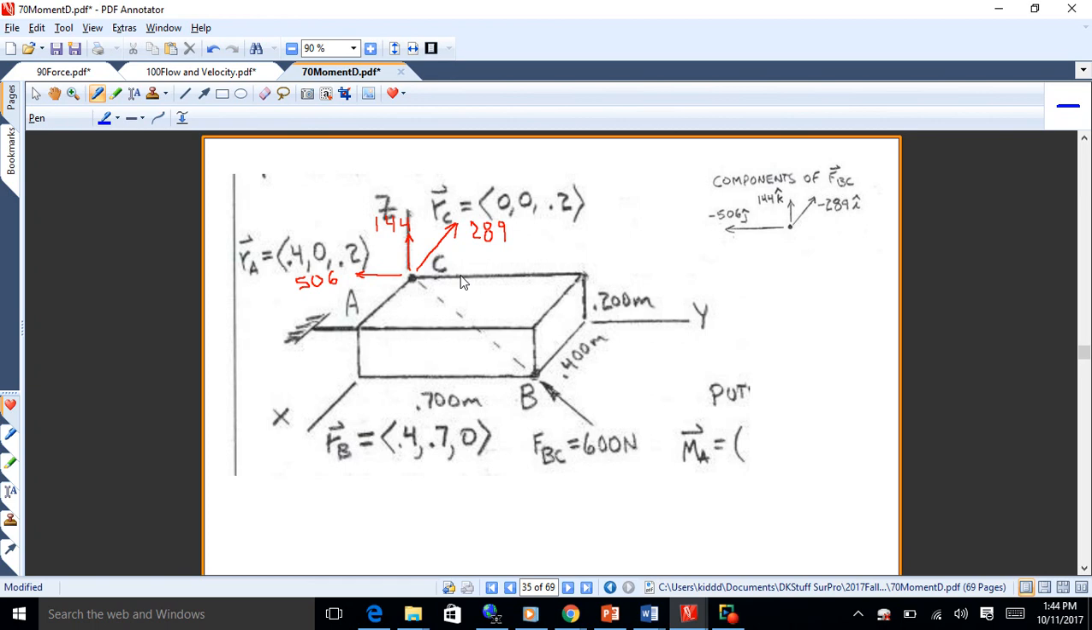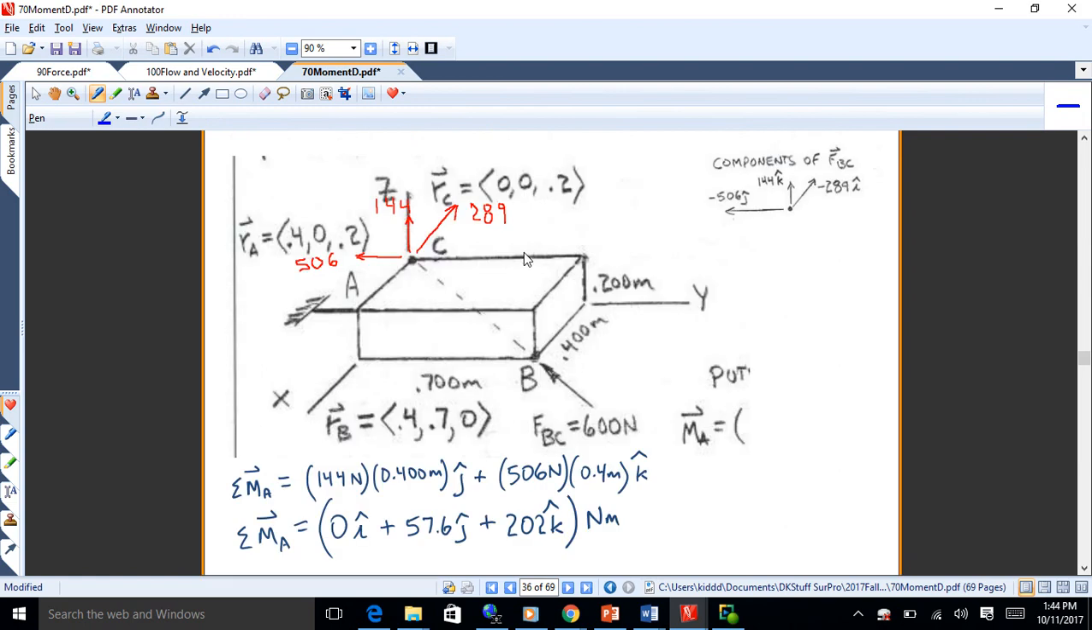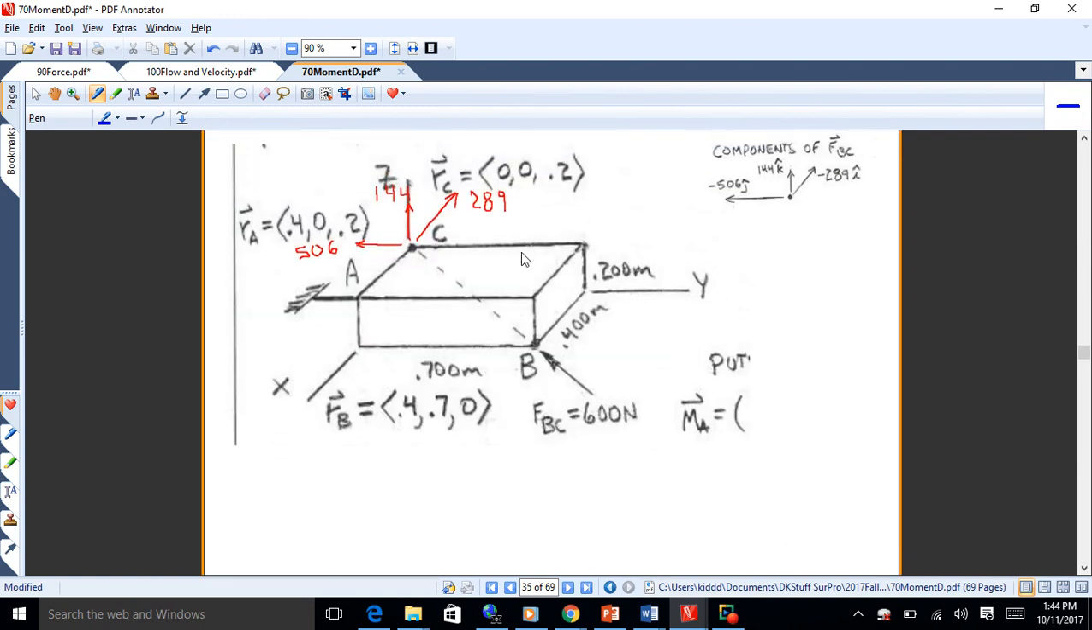So negative 289 in the X, negative 506 in the Y, and 144 in the Z, okay? And then what I'll do, I'll find the moment that each one of these forces creates about A. So why don't we do that? This will be a little bit easier one here, so we'll start with this. How about that 506? What's that 506 going to do about A?